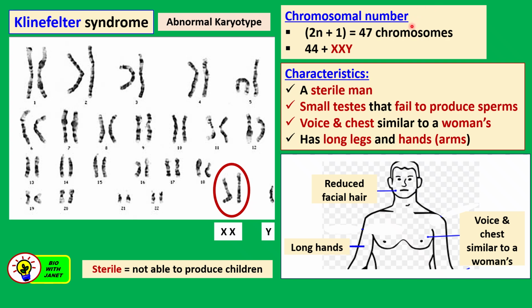So chromosomal number is 2n plus 1 equals 47 chromosomes, with an extra X chromosome. If you break it down, it's 44 plus XXY. Okay, characteristics, again, you must base it on the textbook characteristics.